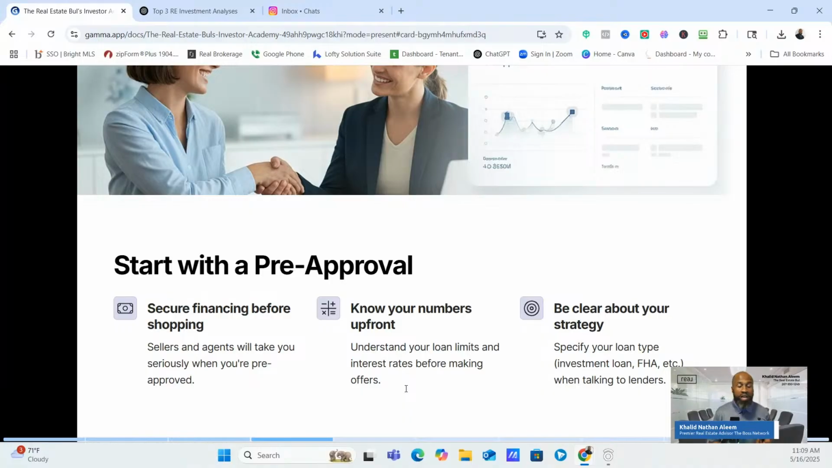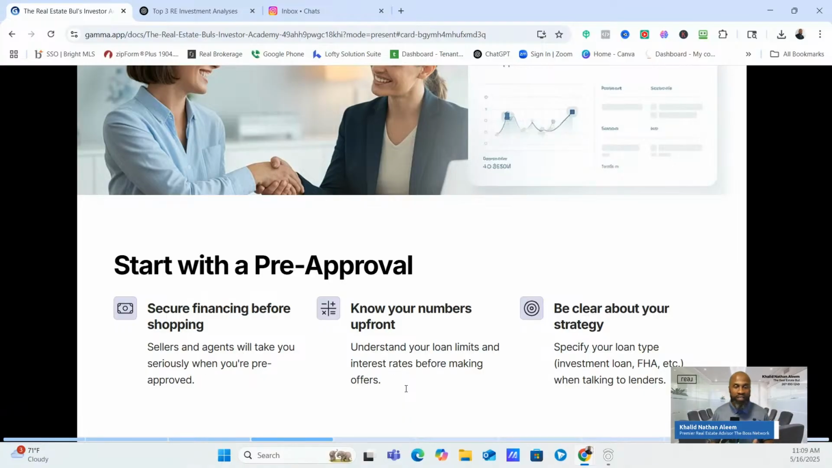Okay. Know your numbers up front. Understand your loan limits and interest rates before making offers. If you're getting a loan, then you have to know what that interest rate is that you're going to get. Now, here's the thing, interest rates change every day.